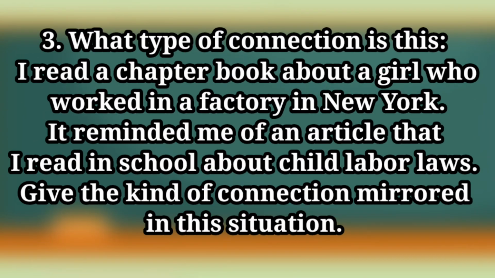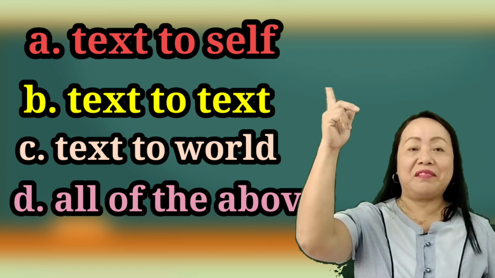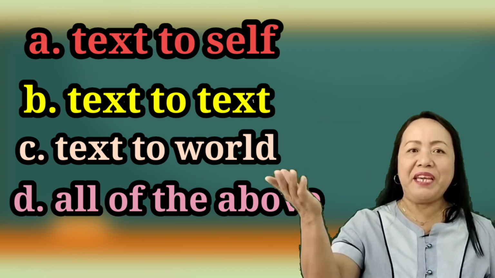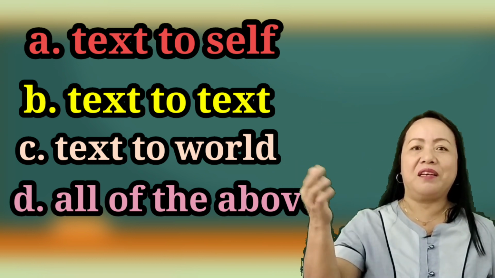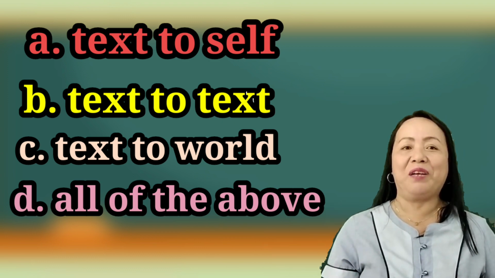I read a chapter book about a girl who worked in a factory in New York. It reminded me of an article that I read in school about child labor laws. Give the kind of connection mirrored in this situation. A. Text to self. B. Text to text. C. Text to word. And D. All of the above.